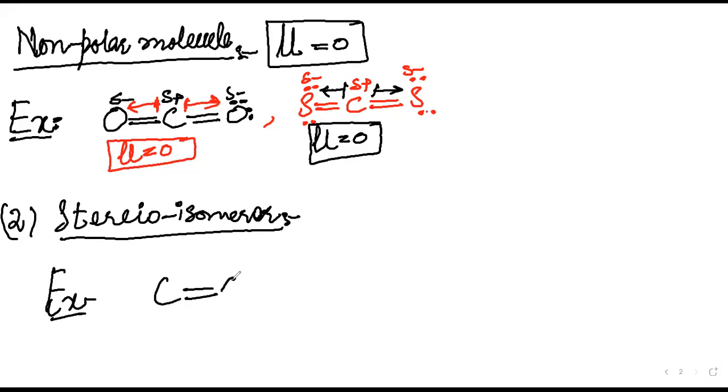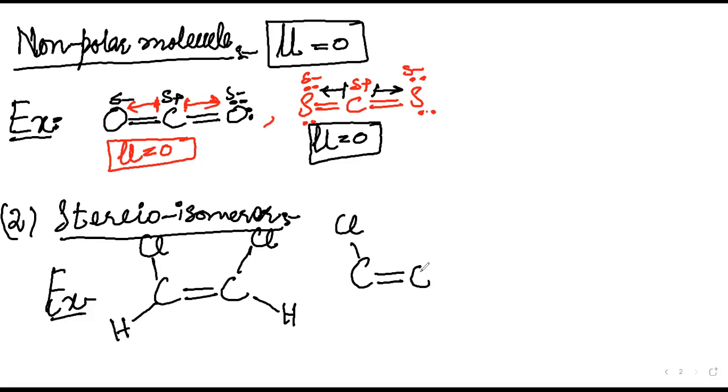Here, carbon has a double bond, both chlorine atoms are on the same side, and hydrogen is on the same side. There is one isomer, and there is another isomer where chlorine has a different position in the structure of that molecule. Both molecules are named according to IUPAC.